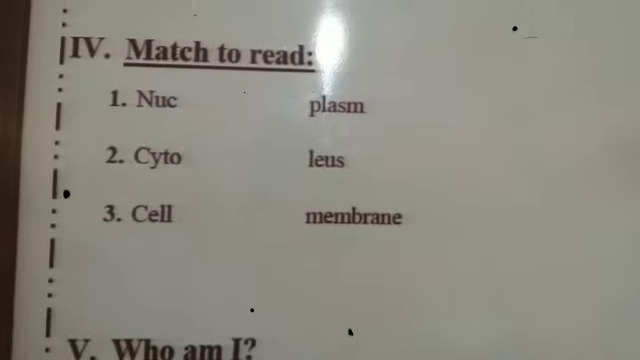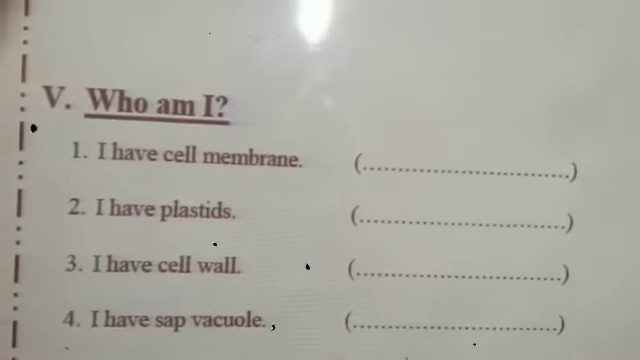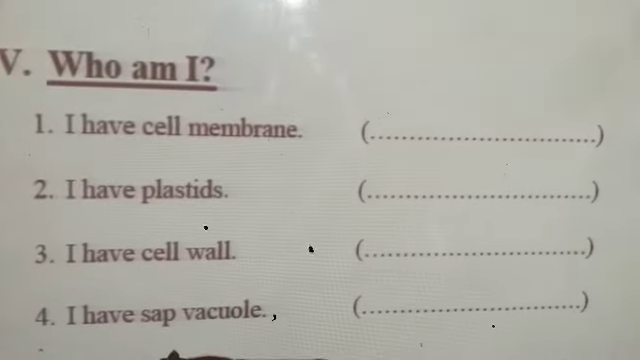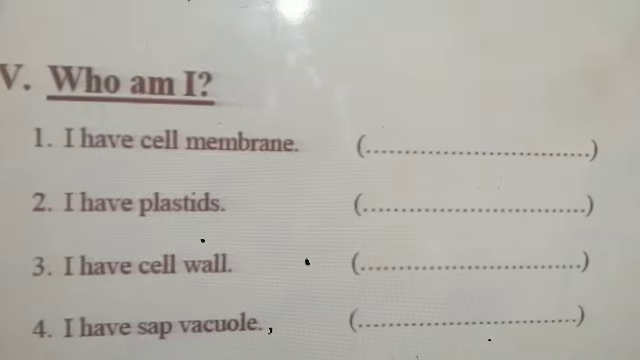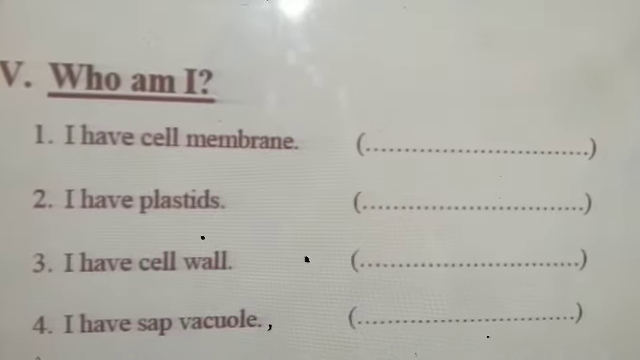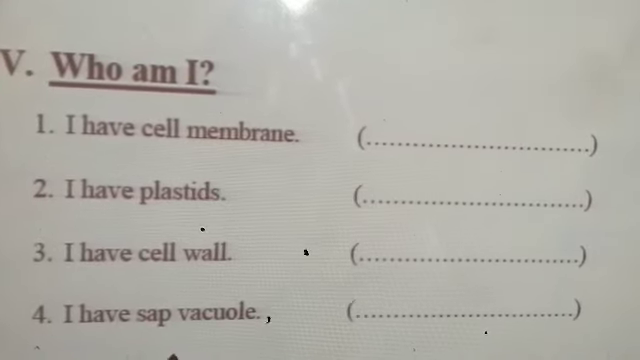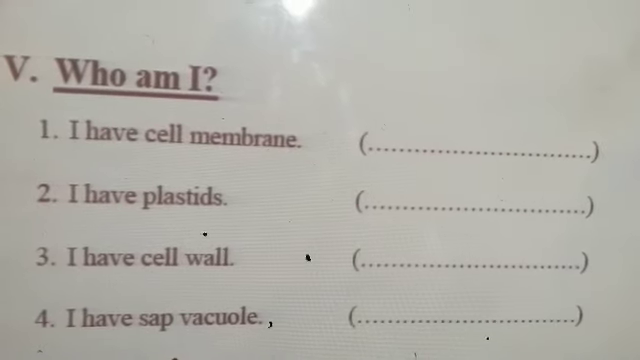Who am I? Can you guess who am I? Number 1, I have cell membrane. Number 2, I have plastids. Plastids mean chlorophyll. Chloroplasts. Number 3, I have cell wall. Who am I? I am the plant cell or the animal cell. Number 4, I have sap vacuole.